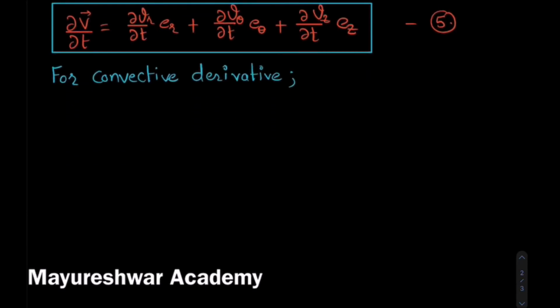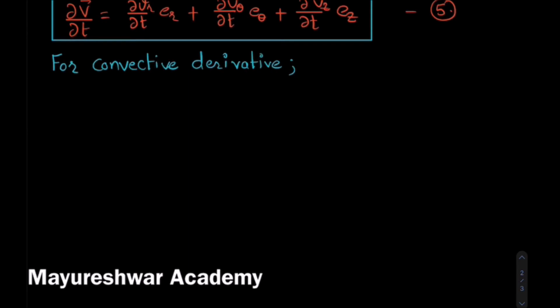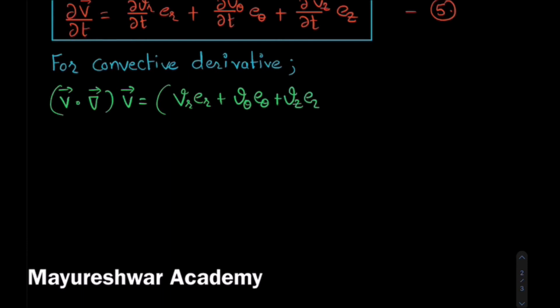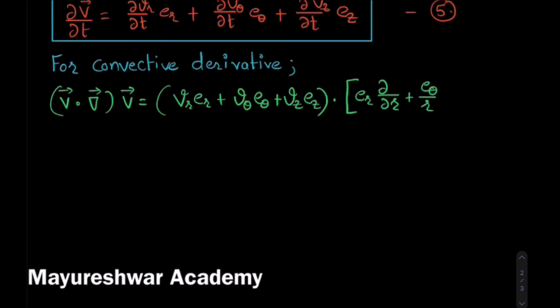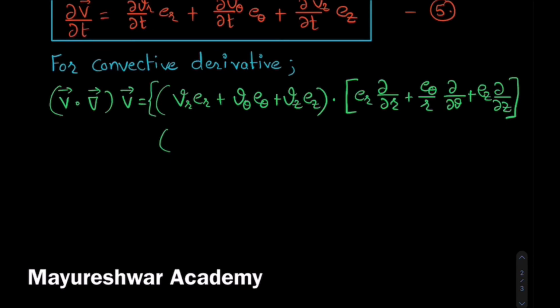For the convective derivative term, we are going to use v bar dot del bar operating on v bar. We are going to use the definition of del bar from vector calculus. So this is the velocity component first, dot producted with the del operator definition: er partial over partial r, e theta over r partial over partial theta, and ez times partial over partial z, operating again on the velocity component in this case.